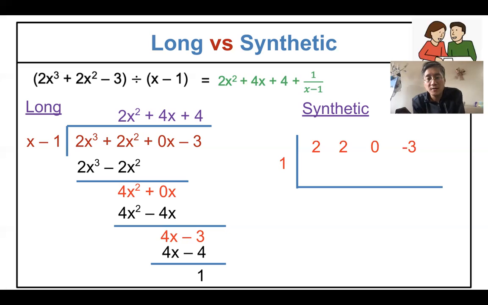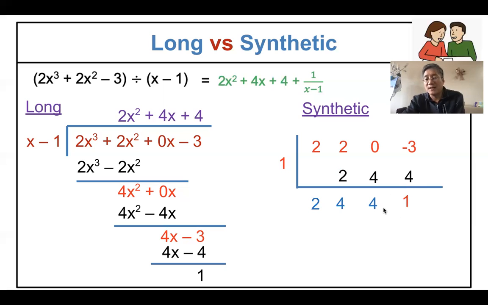Now everything is done. What is the first step? Yes, you put the first number down here, and you multiply 1 and 2 and write it down here, right? 1 times 2 is 2. And then what do we do? You're not subtracting. You should add here. 2 plus 2 is 4. And then again, you repeat the same thing. 1 times 4 is 4 here. Add 0 plus 4 is 4. 1 times 4 is 4. Negative 3 plus 4 is 1.